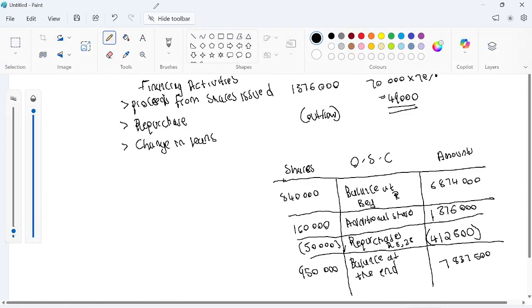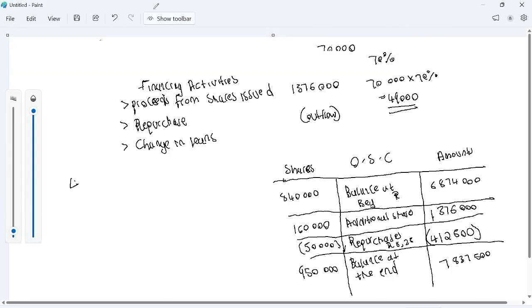You're gonna come here and say, so therefore this is my repurchase price, right? So I'm gonna say 412,500, right, plus the value that was bought above. Remember, we bought above by how much? 1,15, right? So you're gonna say 1,15 multiplied by 50,000. Therefore you're gonna get your above part of the shares that were issued, which is 50,000 multiplied by 1,15, which is 57,500. So 57,500 will be my total repurchases.